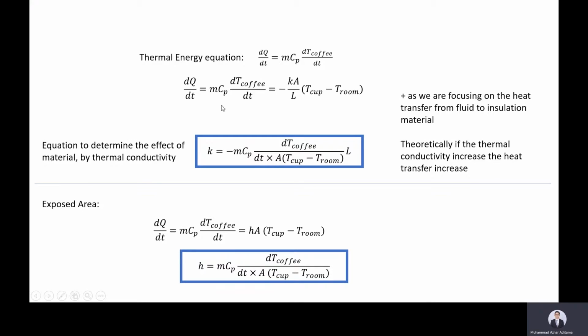As we are covering everything with insulation, we can only relate the thermal energy equation, which is Q equals m Cp delta T, to Fourier's law of conduction. Afterwards, we can get the equation for the thermal conductivity. As you can see from this, theoretically, if the thermal conductivity increases, the heat transfer will increase. And since we are focusing on the heat transfer from the fluid to the insulation material, this will be positive. For the exposed surface area, since we are only relating the convection with the thermal energy equation, we get this relationship, and we can get the h value.